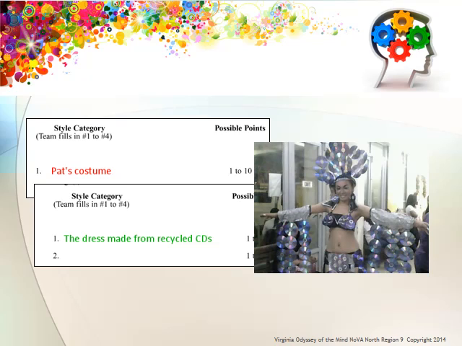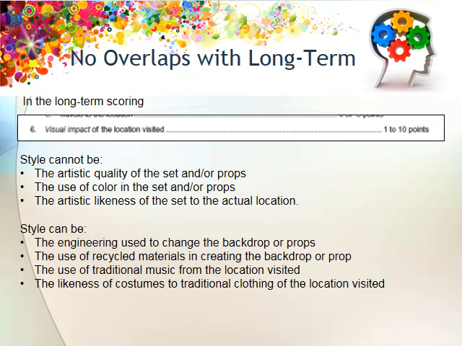The judges need you to say the cat costume if there's only one cat, the costume of the scientist with the blue wig if there's more than one scientist, or, in this case, the dress made from recycled CDs. One thing to take into consideration when selecting your style elements is that the same element cannot be scored both for long-term scoring and for your style score.